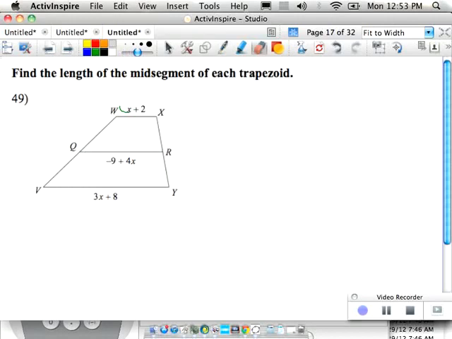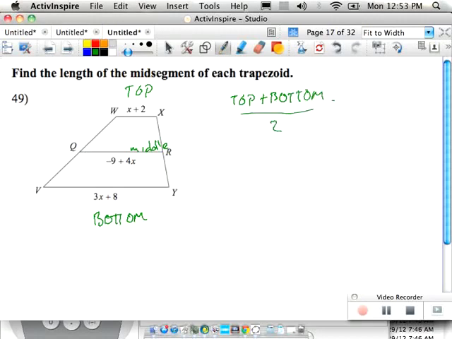We're going to finish with this one for part 1 of the video, and then I'll do the second half shortly after. So now we have a top, we have a bottom, and we got a middle. And I know that the top plus the bottom divided by 2, in other words, the average of those, equals the middle. So let's go ahead and replace all those pieces with the algebraic expressions that we have. That gives me x plus 2 for the top, plus 3x plus 8 for the bottom, divided by 2, equals the middle, which in this case is negative 9 plus 4x.